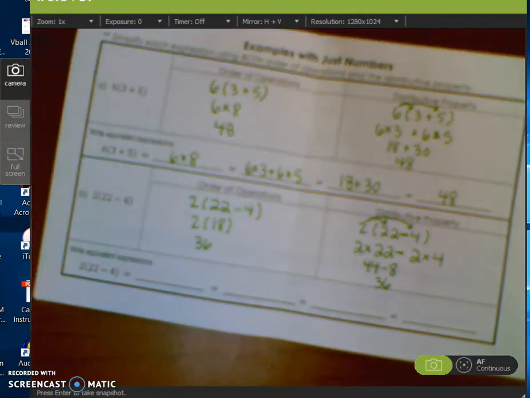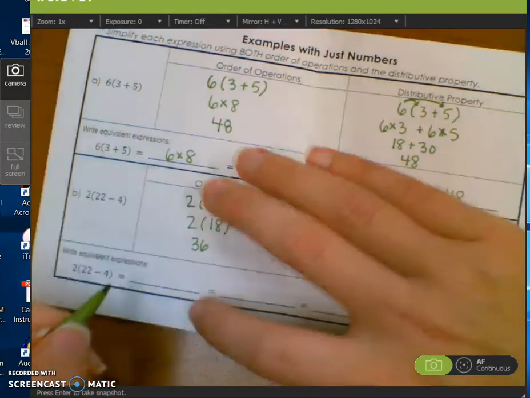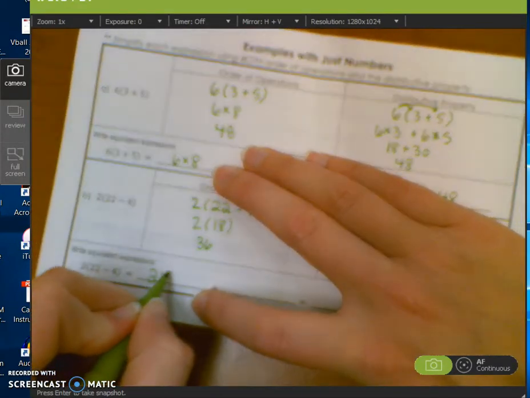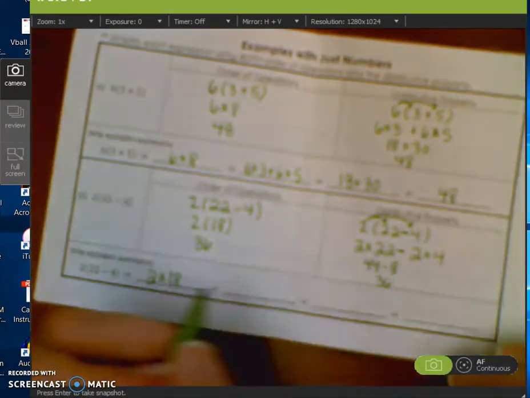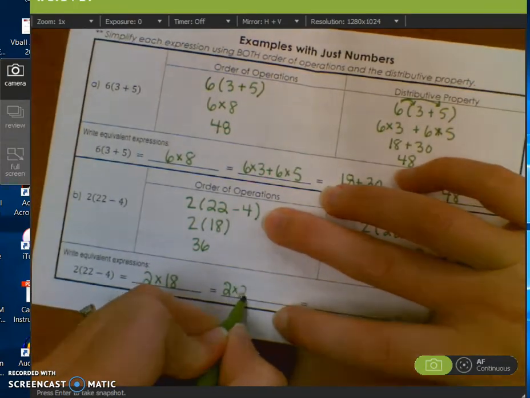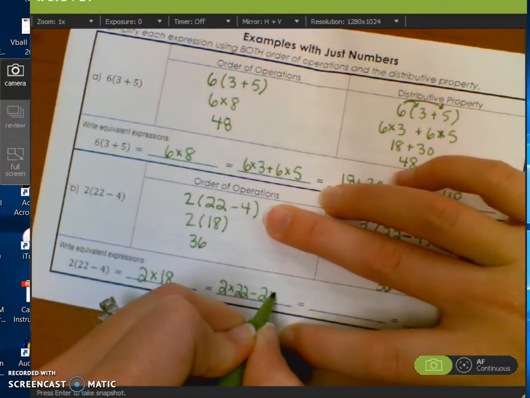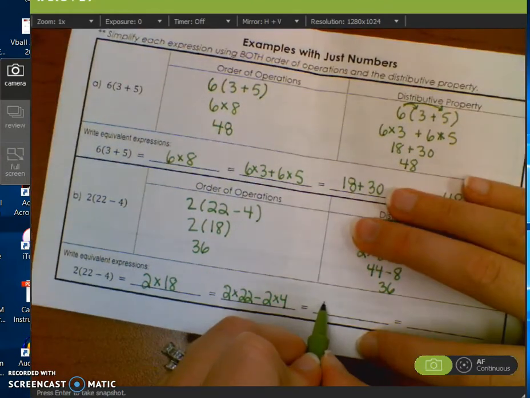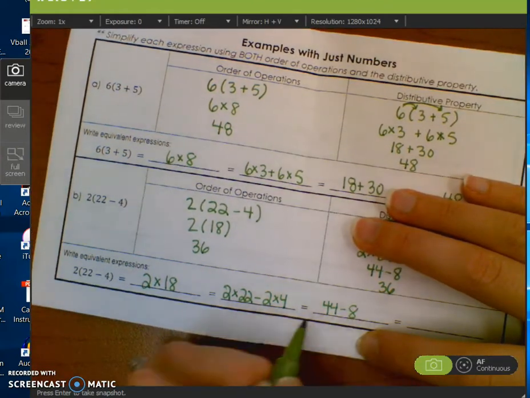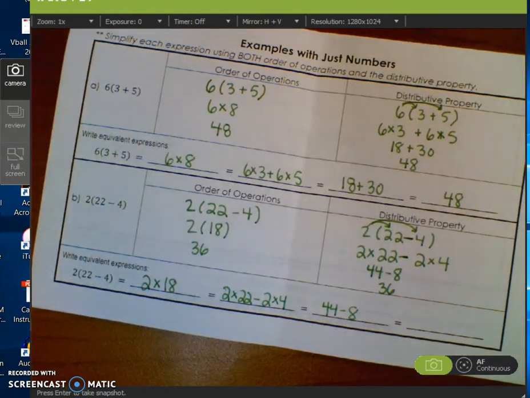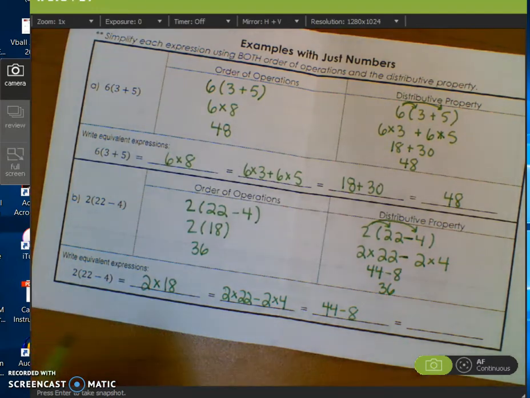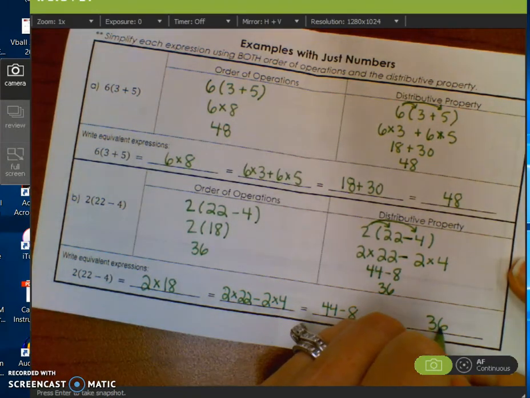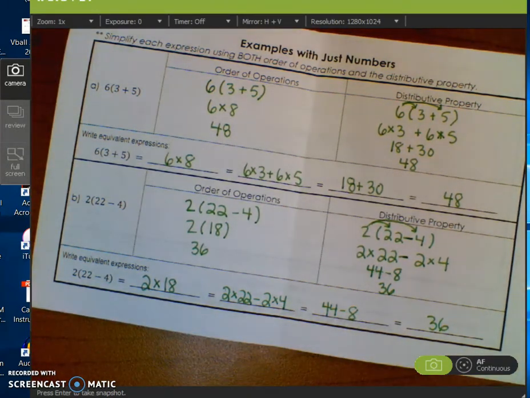So for my equivalent expressions, I can take 2 times 18 as one of them. I can write down 2 times 22 minus 2 times 4. 44 minus 8 was another part of my work, another expression, because there is no equal sign that's equivalent here. And then 36 is my final answer, another equivalent expression to what was originally given to us.